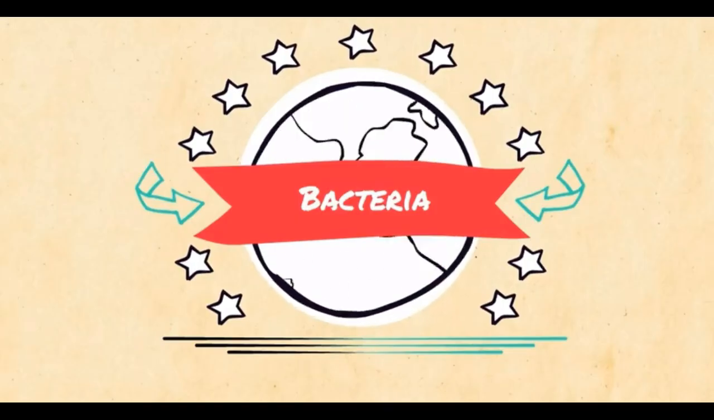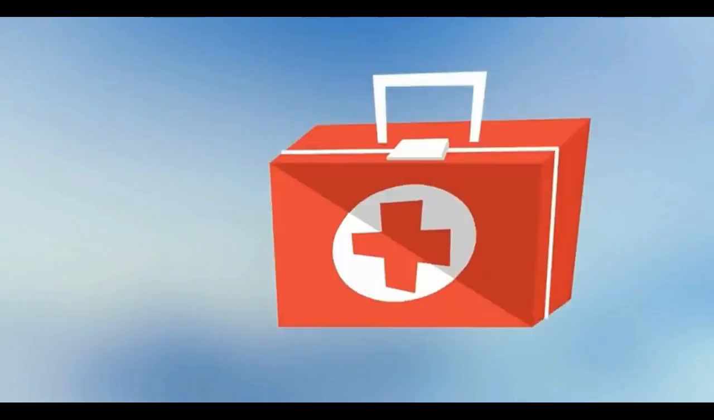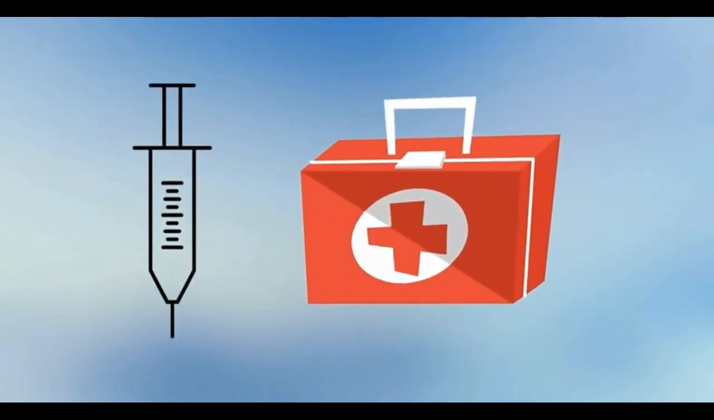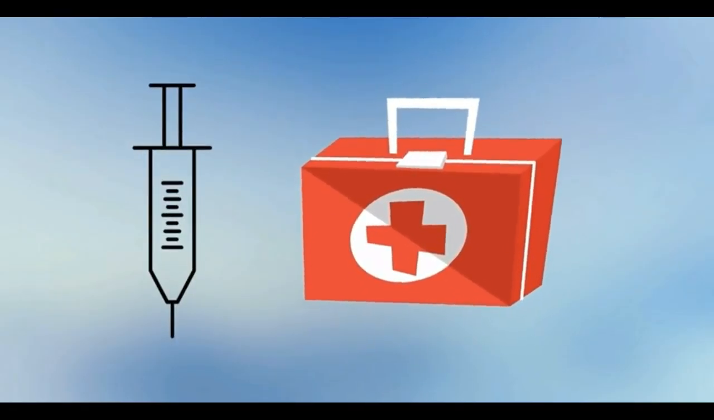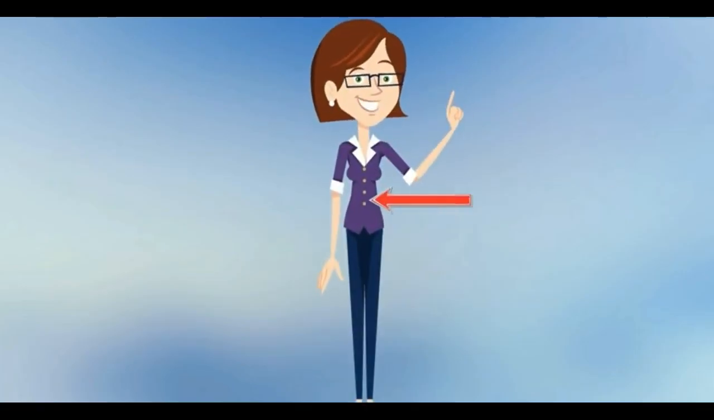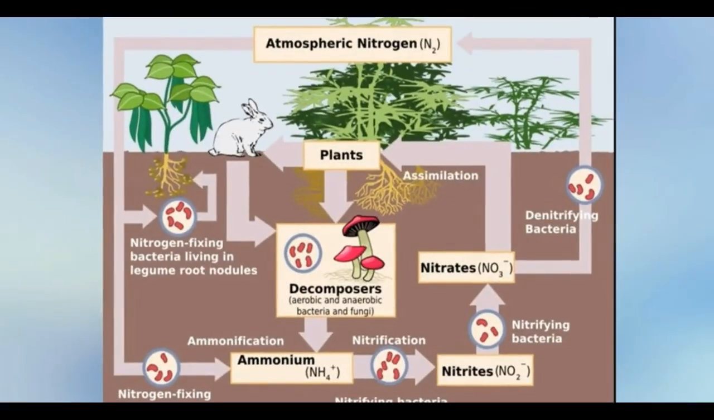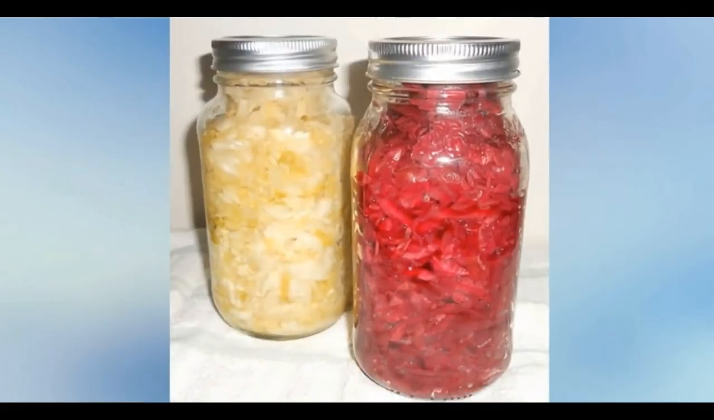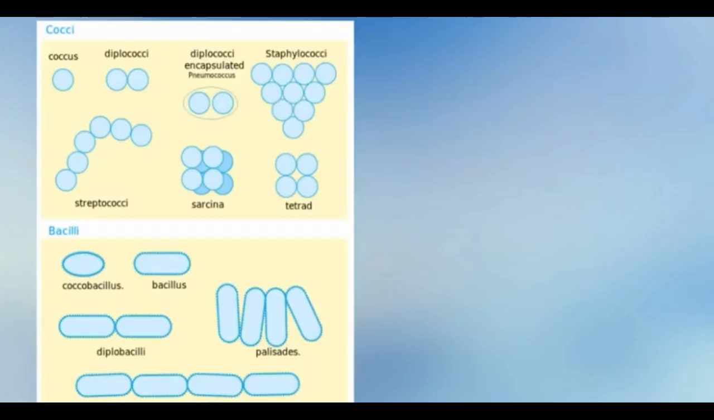Bacteria is very important to life on Earth. Some cause disease, but most of them are very helpful. You have bacteria in your body right now. They break down food in your stomach. They're very important to the nitrogen cycle. You'll learn more about that in 7th grade. Sauerkraut is a natural food that people use, adding vinegar that has that bacteria. Bacteria can be classified by its different shapes.